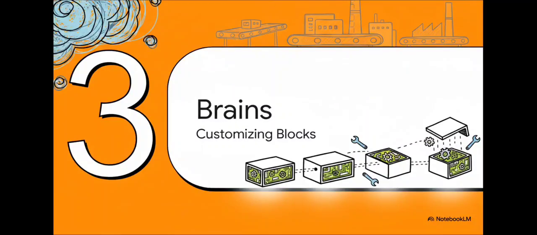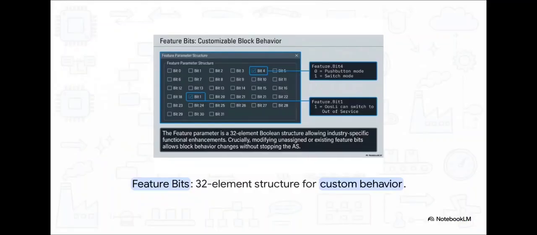All right, Section 3, Brains, Customizing Block Behavior. This is where things get really cool. This is where engineers take those highly standardized blocks we talked about and custom tailor them for specific industry needs. They use something called a feature parameter structure. It's essentially a 32-element Boolean checklist that allows engineers to completely change a block's behavior, like toggling it between a push-button mode or a switch mode. But the real magic here, they can make these dynamic, industry-specific tweaks without ever needing to stop the automation system. Talk about a game changer.